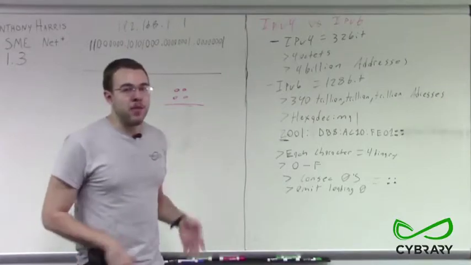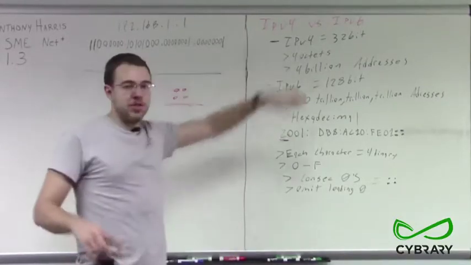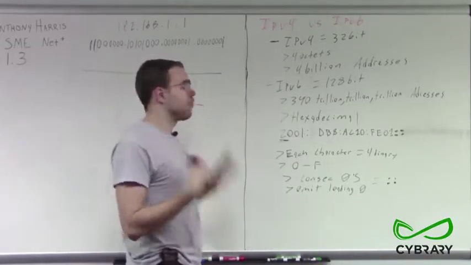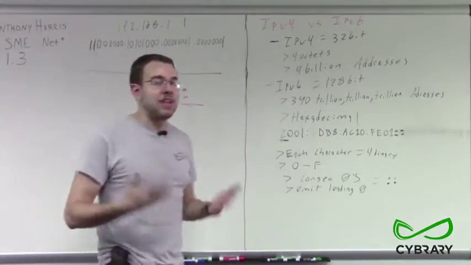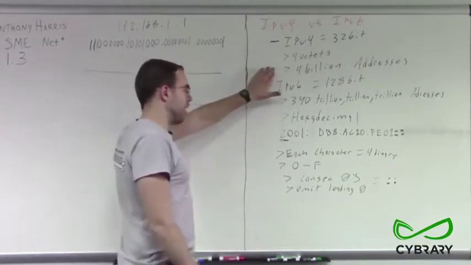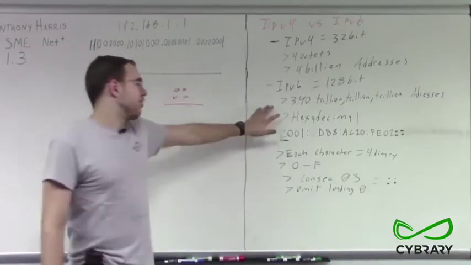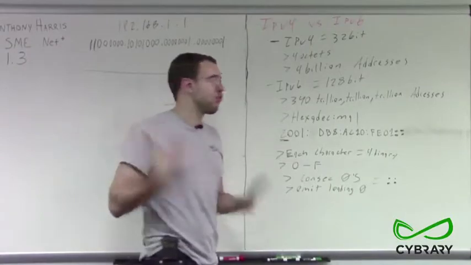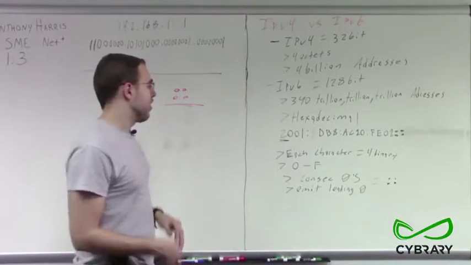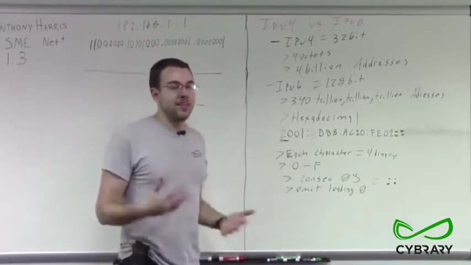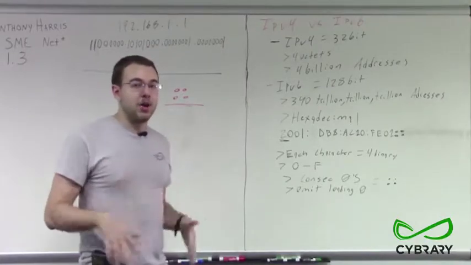So just as a quick wrap-up of our IPv4 versus our IPv6, we want to remember that our IPv4 is going to be a 32-bit dotted decimal address with 4 octets of 8 binary digits in each octet, and this gives us 4 billion addresses. Our IPv6 is going to be a 128-bit address, which gives us 340 trillion IP addresses. It's going to be a hexadecimal address with 32 hexadecimal characters, each character represented by 4 binary digits.